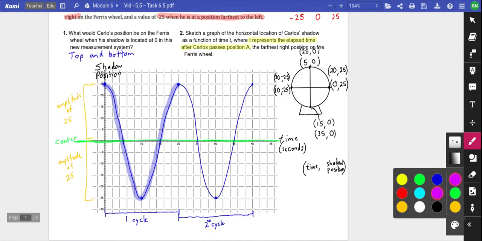Hello, this video is part 2 of task 6.5. I'm going to finish off with the Ferris wheel.